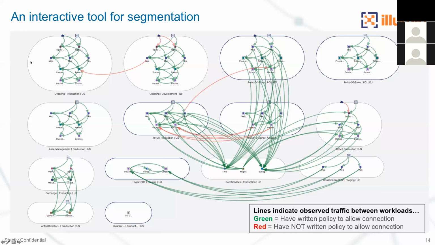And then you go through and you're building your policy. We had mentioned before, whitelist model. That's why you see some different colors here. Green means I have written a policy to allow this connection. Red is I have not written a policy yet.